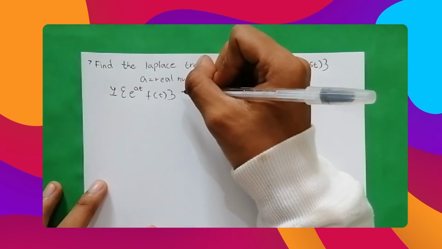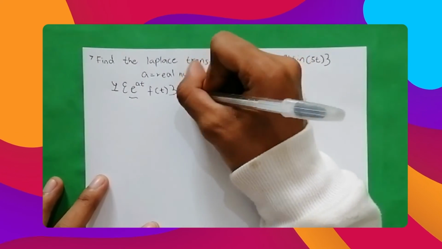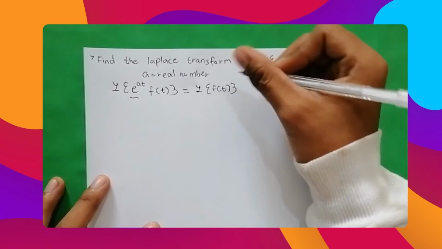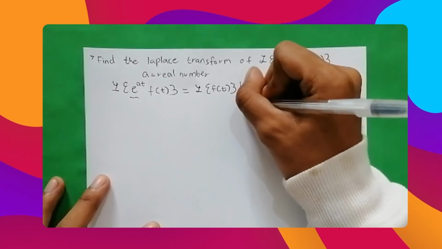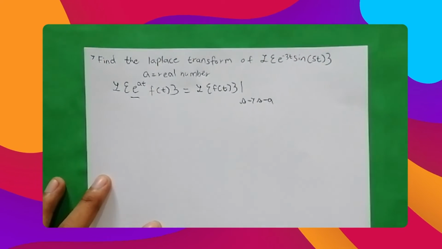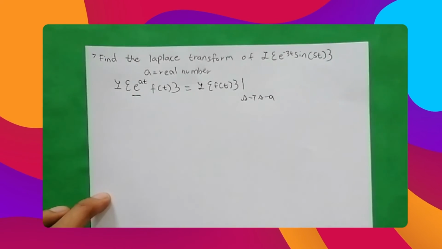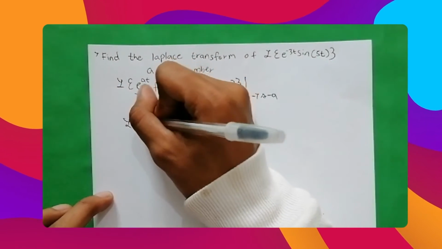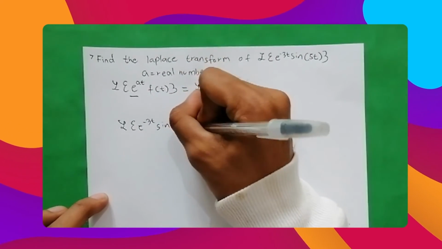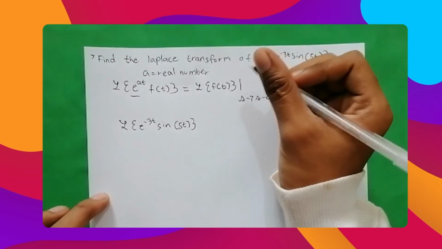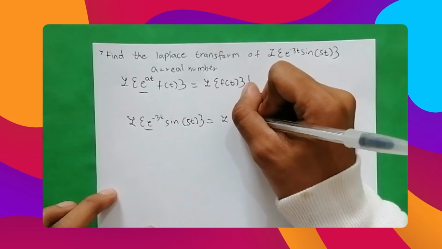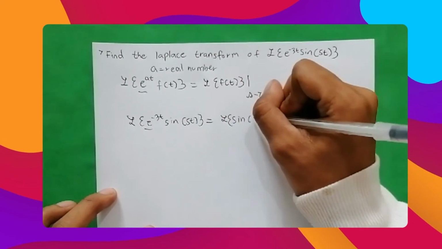So what we're gonna do here is we have to drop the e, so we'll get f of t. And when we do that, we'll do a shift. So the shift takes s to s minus a. So we'll proceed to the problem. So here we have to find the Laplace transform of e to the negative 3t sine 5t. So again, we have the exponential, so we have to drop it. So we'll get sine 5t.